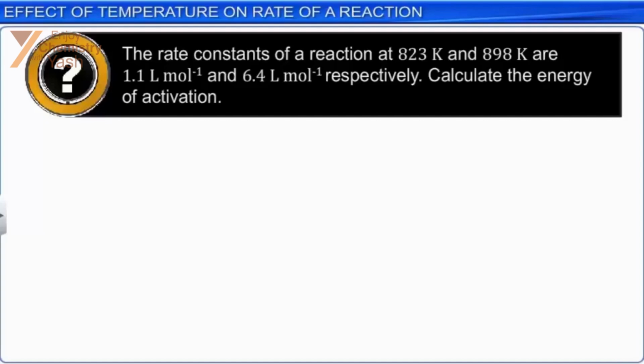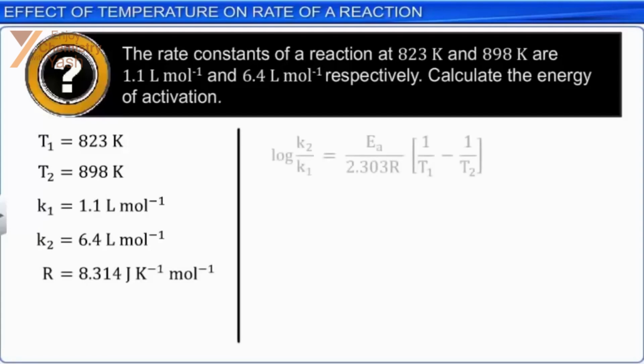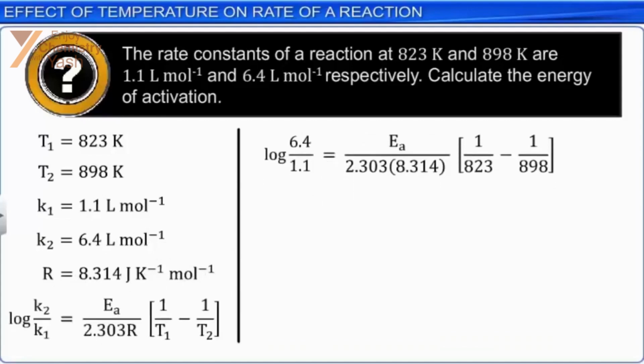The first step involves writing the given values of T1, T2, K1 and K2 respectively, and the value of R in joules per Kelvin per mole as shown. The second step involves writing the Arrhenius equation at two different temperatures as shown. The third step involves substituting all the given values in the equation. On substituting and solving, we get EA is equal to 1.4 multiplied by 10 to the power 5 joules per mole.